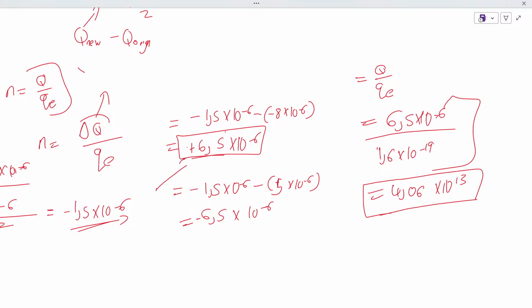So it's very important. When they say the number of electrons transferred, you find the change, which is final minus initial, and then you get your answer. But if they say the number of electrons in the sphere, you just take your Q to be the Q of that sphere. It doesn't have to be the change.